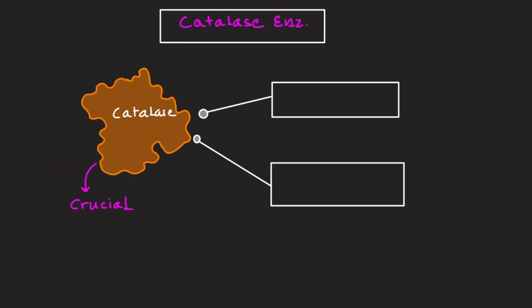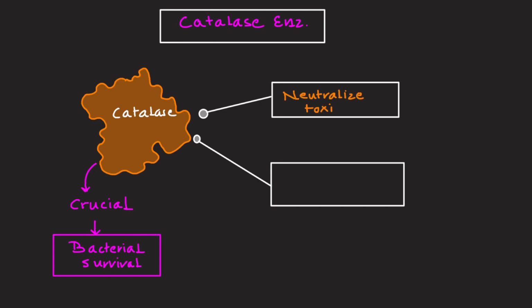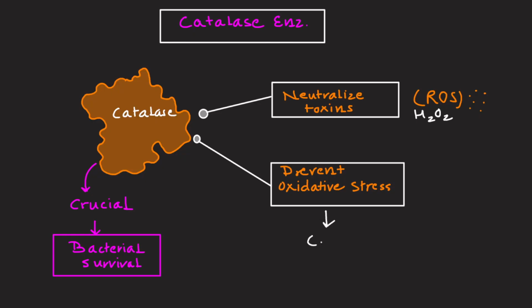Catalase enzyme is really crucial for bacterial survival as it neutralizes toxic reactive oxygen species, also known as ROS, such as hydrogen peroxide, preventing oxidative damage to the cellular components. Sometimes in the environment, during metabolic processes, you get these reactive oxygen species or reactive nitrogen species. So bacteria have a defense system to neutralize those species. Catalase enzyme is one part of that defense system, where bacteria can neutralize the toxic reactive oxygen species and save itself from that damage.